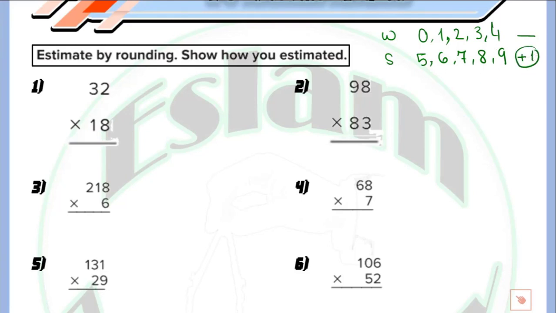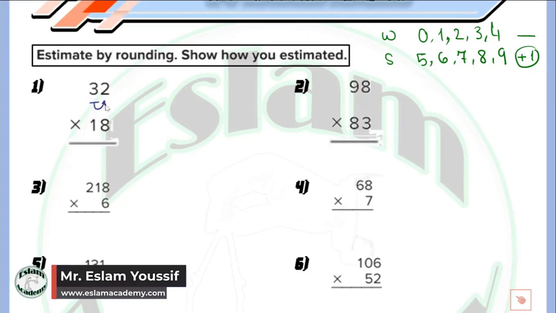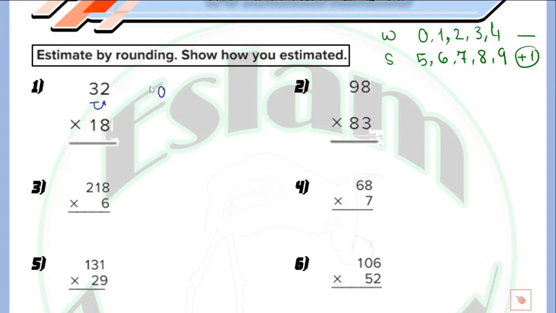Now we will follow the same. I will start from 32. 3, look at the right. We have only one digit, so just write 0. 2 is one of the weak numbers, so it doesn't change anything for 3, so just write 3. Now we have 1. Look at the right, we have only one digit, so just write 0. 8 is one of the strong numbers, so we just add 1 to 1, so it will be equal to 2.